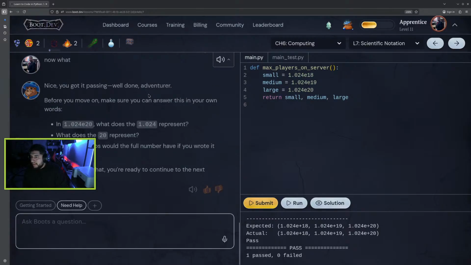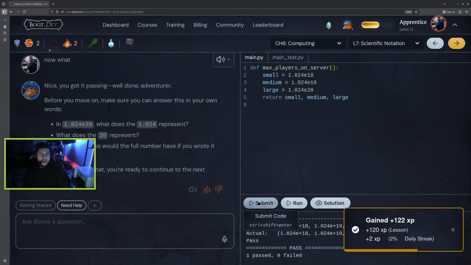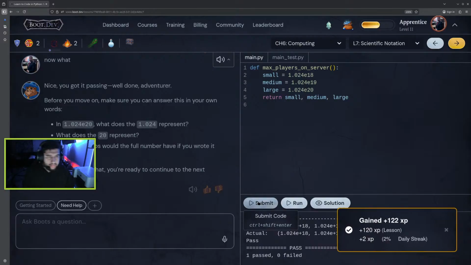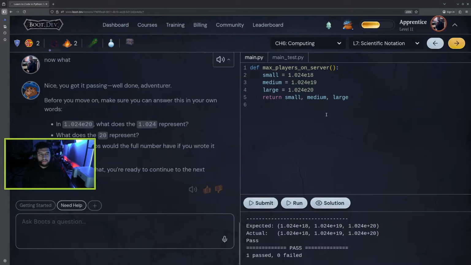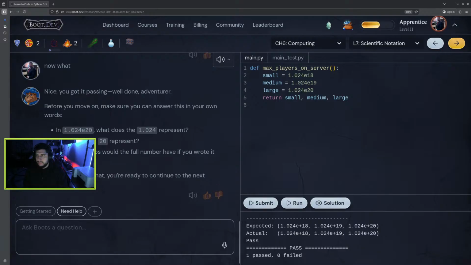Nice, you got it passing. Well done, Adventure. Before you move on, make sure you can answer this in your own words. In 1.024 e to the 20, what does the 1.024 represent? What does 20 represent? How many zeros?